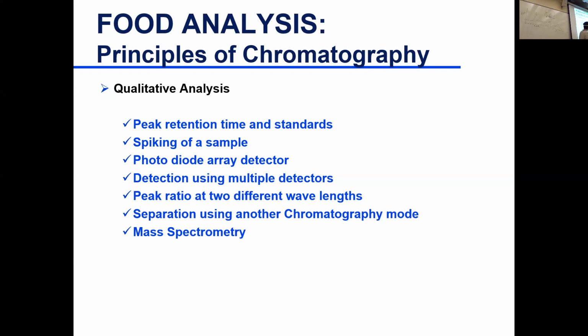Detection using multiple detectors. Sometimes you are trying to separate compounds that absorb light and compounds that don't absorb light. So sometimes you use a UV detector combined with light scattering, for example, or a refractive index detector. So we'll talk about different detectors that allow differentiation between compounds that have different characteristics.